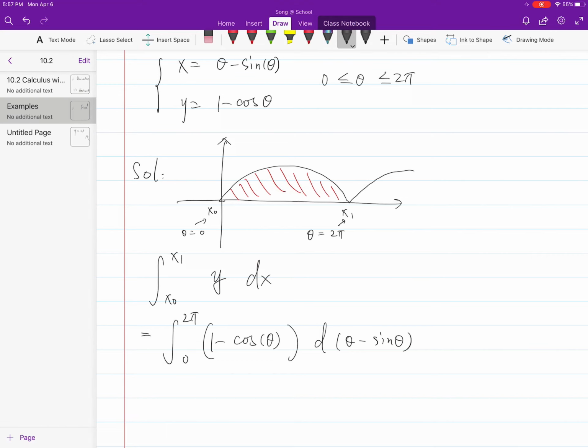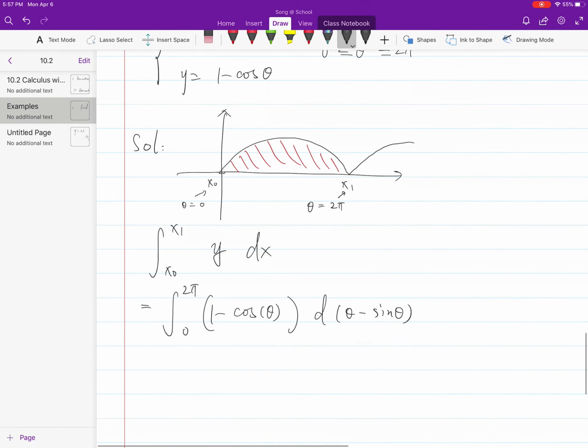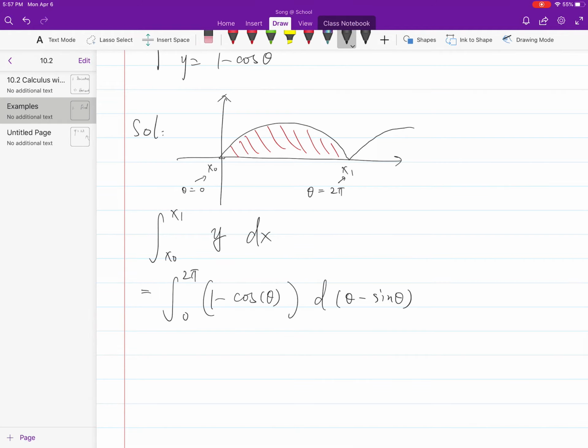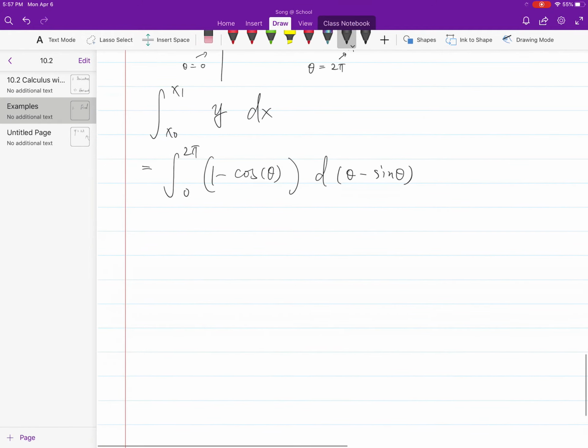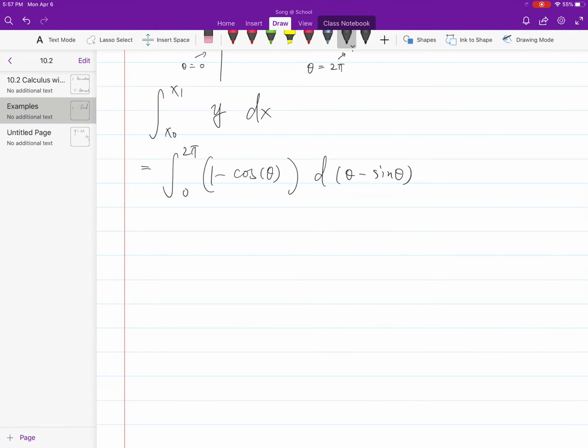Okay. Now, since everything is in terms of theta, you better change your ending point, from x0, x1 to from 0 to 2 pi. You don't even know what x0 and x1 are, but you really don't care because you know the starting should be when theta equals 0, and the ending should be when theta equals 2 pi again. So that's the setup.